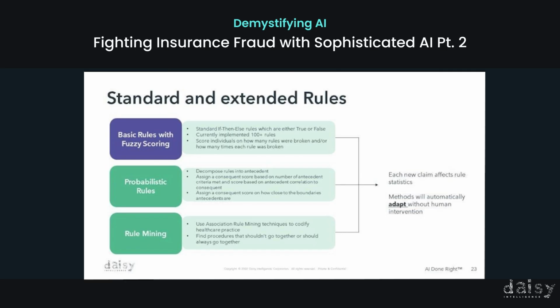So now we're using rules as just additional features that we're putting into the peer analysis, different types of variable features. So not just the number of times you did a procedure, but now the number of times you broke a rule and the fuzzy score associated with that rule breaking behavior.